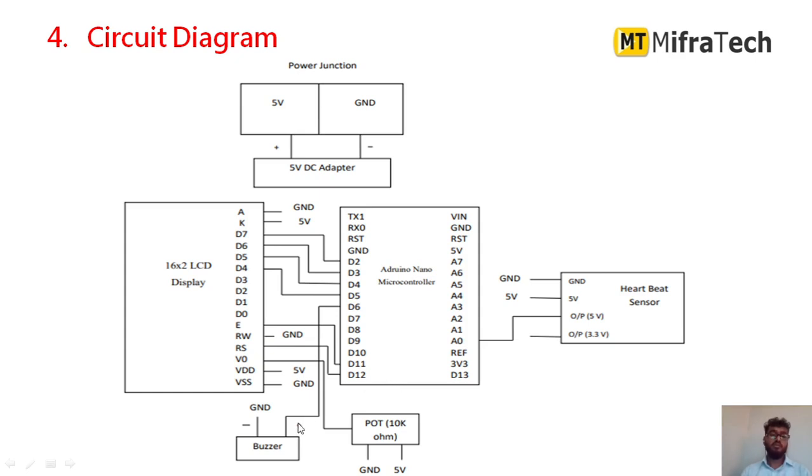So the next component we have is a buzzer. The buzzer mainly has 2 pins, a negative pin and the output pin, that is positive. The negative pin I have connected to ground of the power junction. Next, the positive pin has to be connected as an output, so I have connected it to pin number 6 of Arduino Nano microcontroller, that is D6. So in this way we can connect all the required components for this project to this Arduino Nano microcontroller.